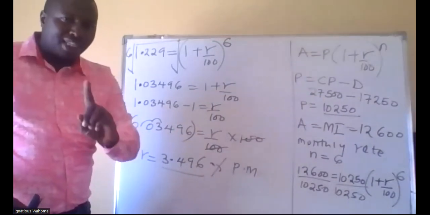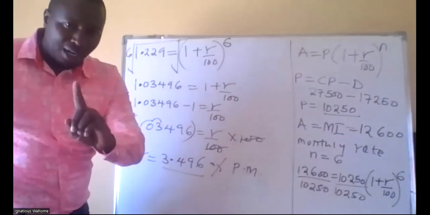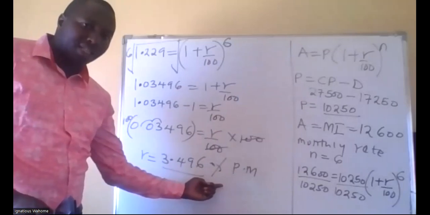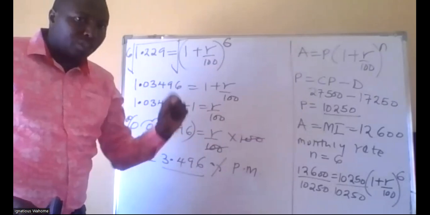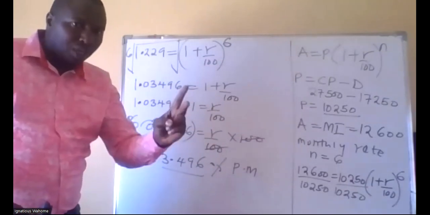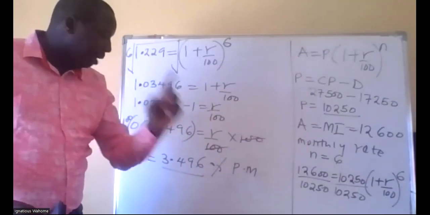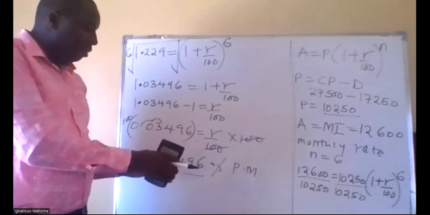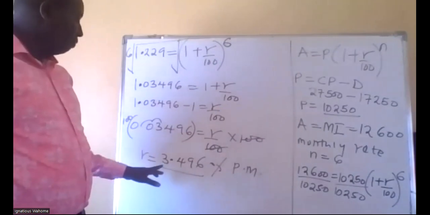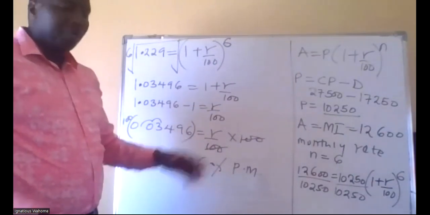If the examiner was asking per annum, you could have just multiplied this answer by 12. You calculate using the same method, but you multiply by 12 if it was per annum. But because the examiner is talking of per month, we calculate that. So our answer is 3.496%.